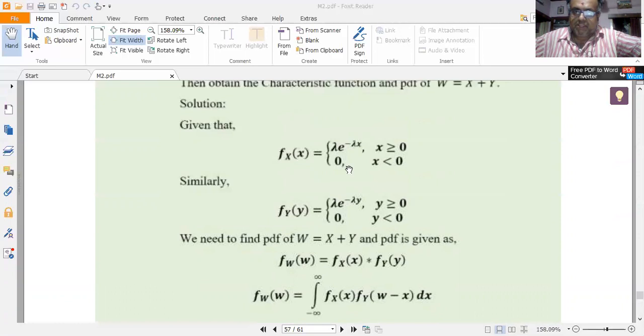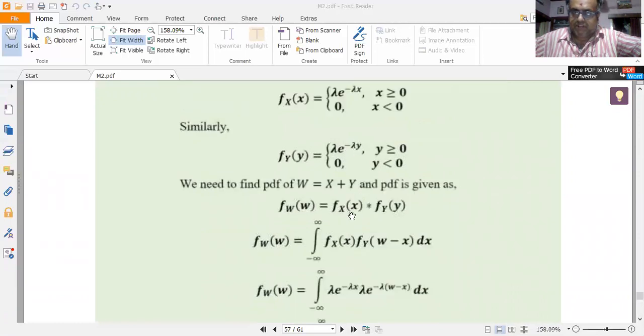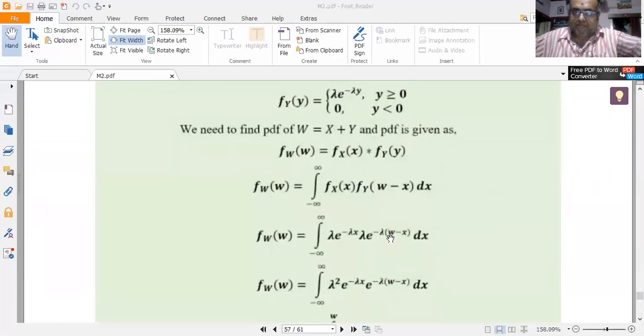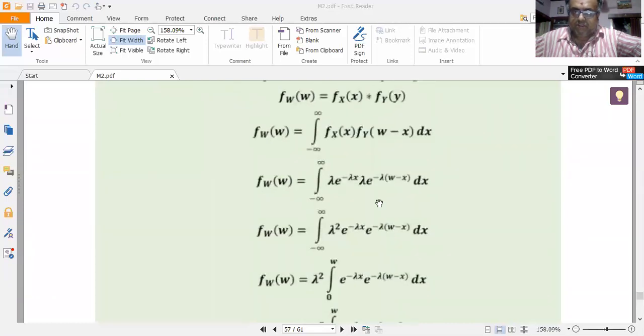Now replace fx of x by this lambda e to the power of minus lambda x, and also replace this fy of w minus x by lambda e to the power of minus lambda into w minus x dx. Right? Now lambda into lambda, I have lambda squared. Lambda squared is a constant, so I have pulled it outside the integral sign. Now this reduces to integral minus infinity to plus infinity e to the power of minus lambda x into e to the power of minus lambda into w minus x dx.